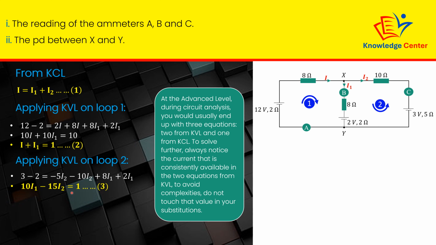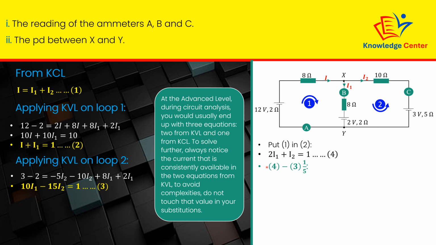If you dare touch I1, you are going to go in loops and loops and loops trying to solve the problem. So what we're going to do is use equation 1, which already says I equals I1 plus I2, and then we're simply going to put this equation 1 into equation 2. So in place of I, we're going to put I1 plus I2. Okay, we're touching the I. So let's go over here and do that. So put 1 in 2, we'll now have 2I1 plus I2 equals 1. So that gives us now equation 4.